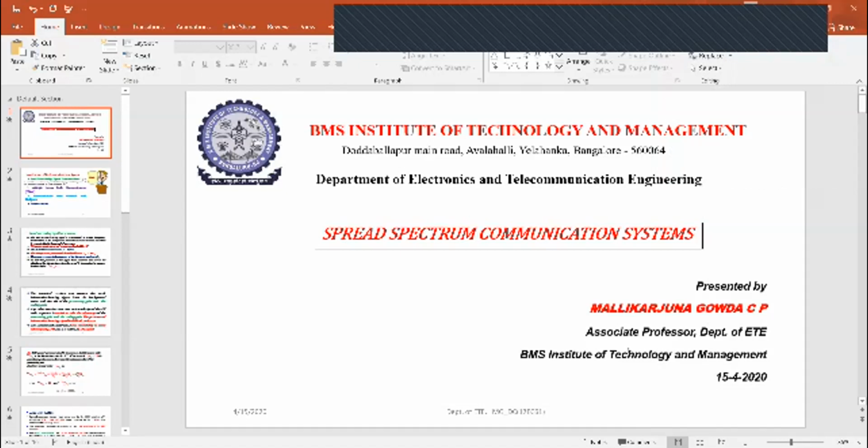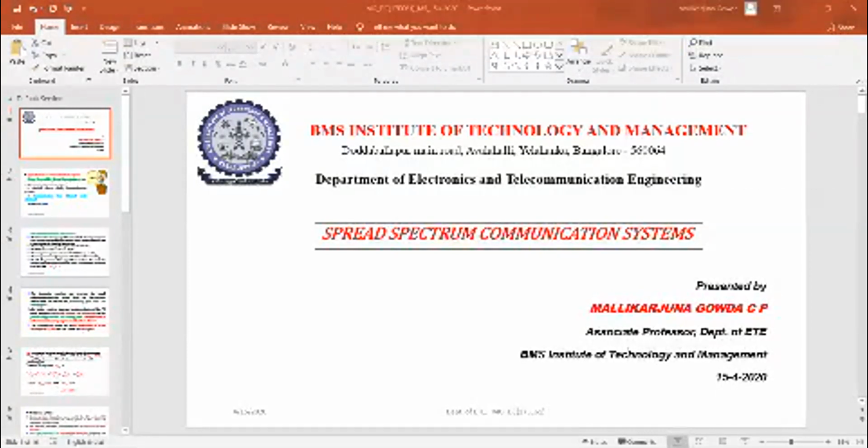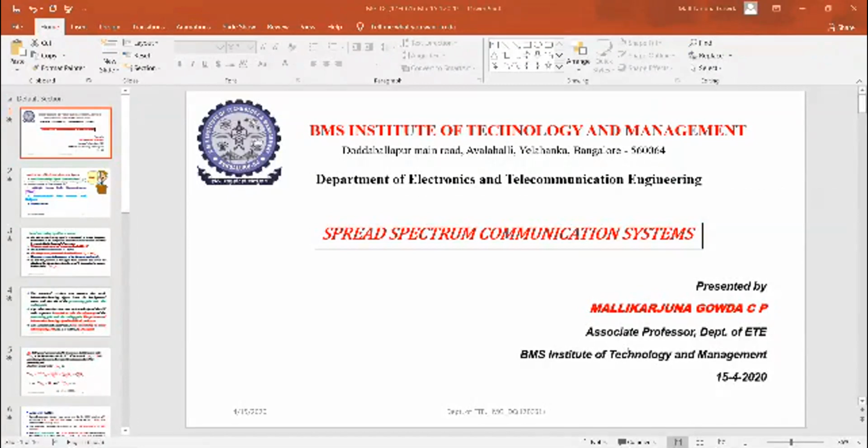Okay, so today we will discuss some applications of direct sequence spread spectrum. I will be discussing majorly 4 applications of direct sequence spread spectrum systems. The first one is that direct sequence spread spectrum signals are used in wireless local area networks.